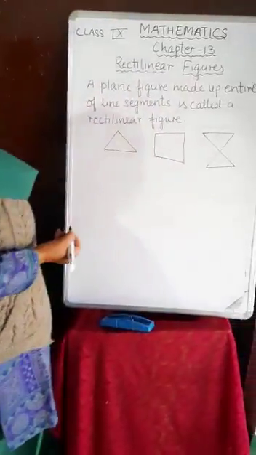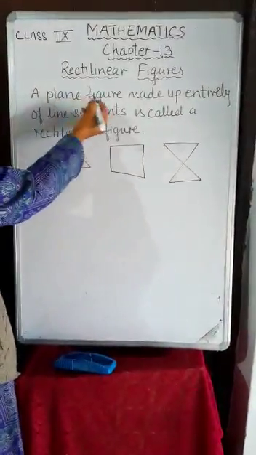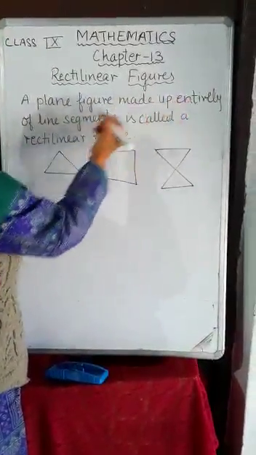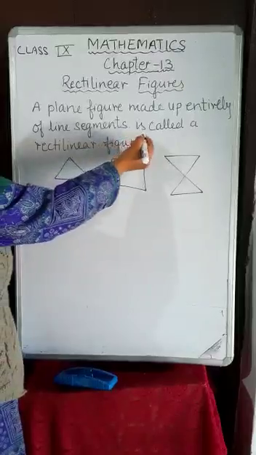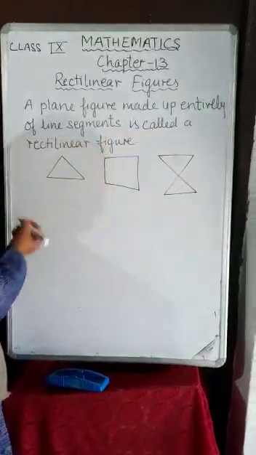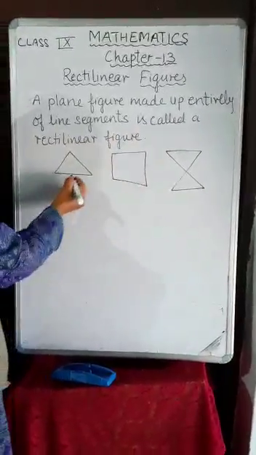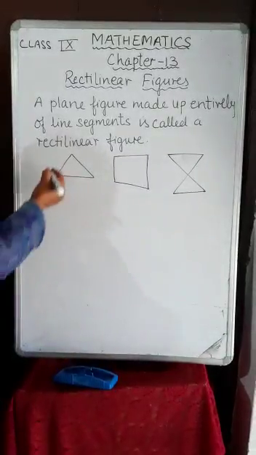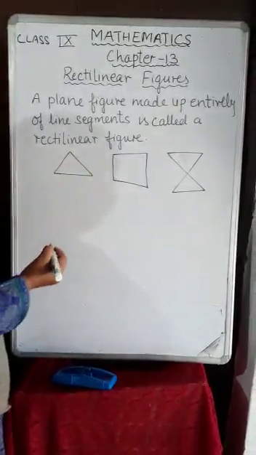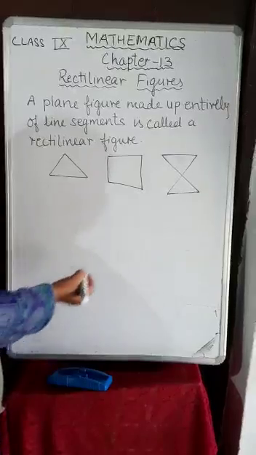Rectilinear figure. What is it? A plane figure made up entirely of line segments is called a rectilinear figure. Now see the following figures. This figure is made up of 3 line segments and it is called a triangle. So this is a rectilinear figure.